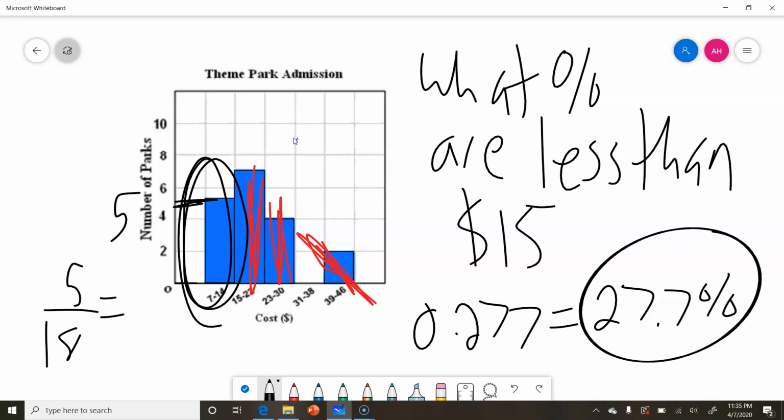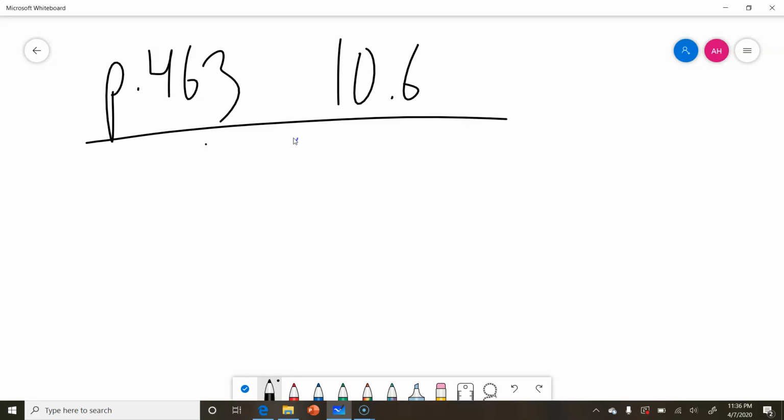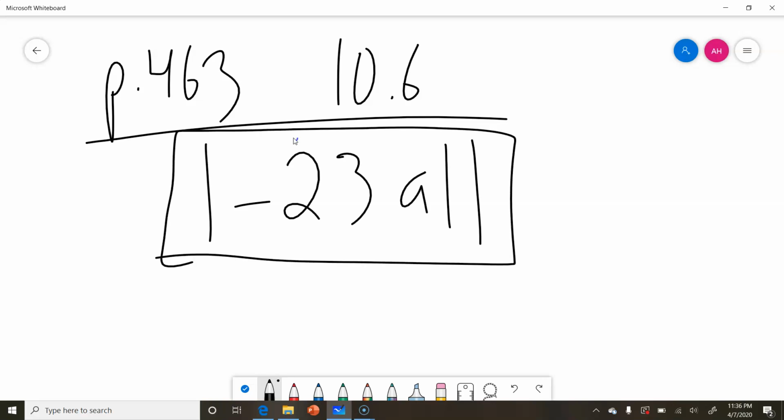That's all we're going to do for this lesson. Here is the homework. We're going to finish this lesson on Thursday, and then we'll be done before Easter, so that's the great part. The homework is on page 463. This is 10.6, and we're going to do numbers 1 through 23, all. A lot of them are just interpreting graphs, which I know you can do using your good old brain power. So, 1 through 23, all due on Thursday.